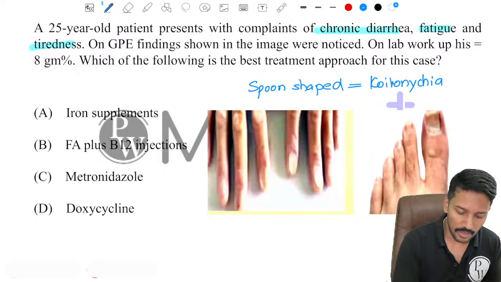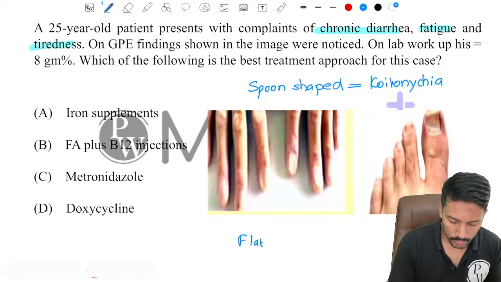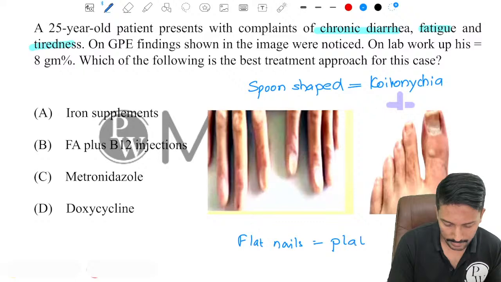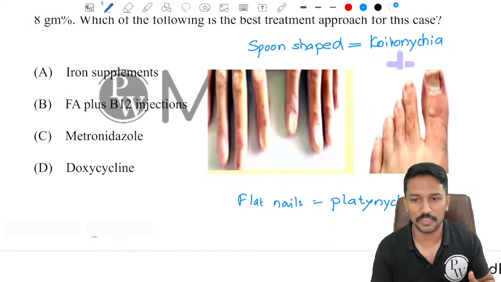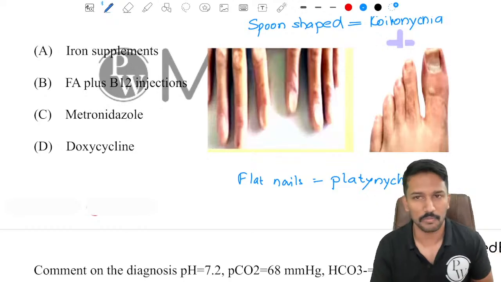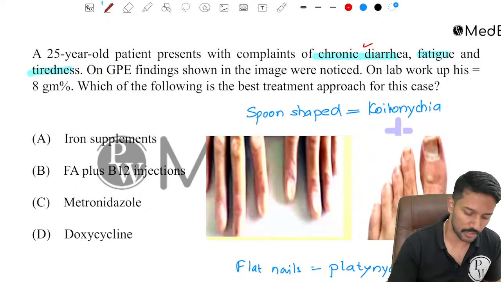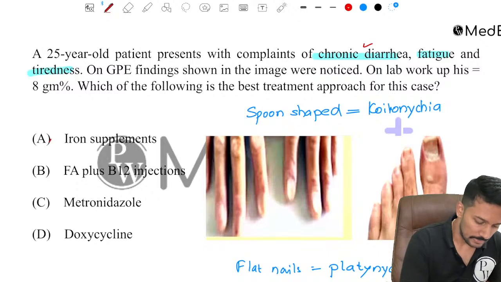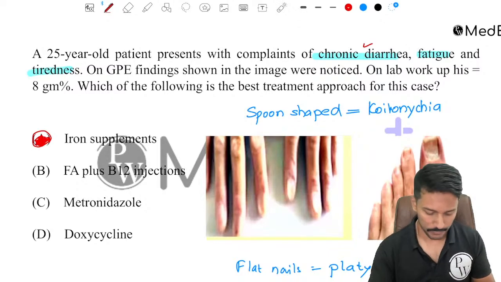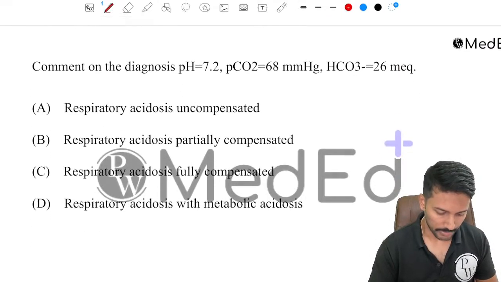So platynychia and koilonychia both are suggestive of iron deficiency anemia. Platynychia is on the milder side. When the iron deficiency is much more severe or much more long standing, it becomes koilonychia. So obviously this patient's symptoms are probably related to iron deficiency and the treatment would be iron supplementation. Simple, right? Okay, now next question.